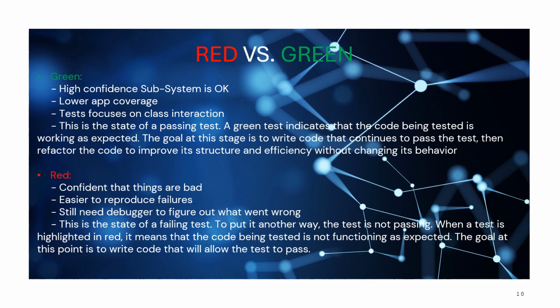Red. Confident that things are bad. Easier to reproduce failures. Still needs a debugger to figure out what went wrong. This is the state of a failing test. To put it in another way, the test is not passing. When a test is highlighted in red, it means that the code being tested is not functioning as expected. The goal at this point is to write code that will allow the test to pass.